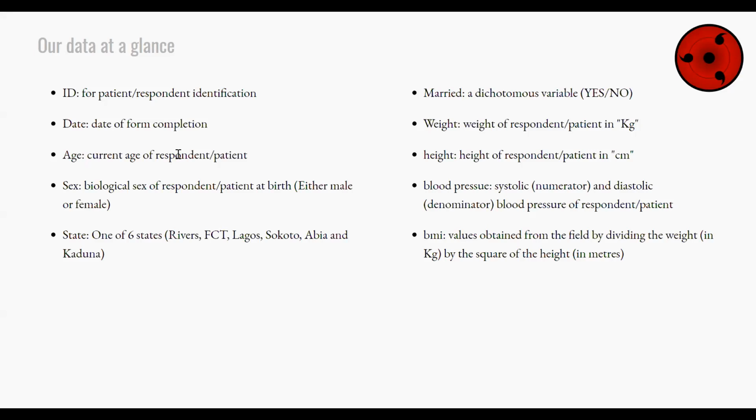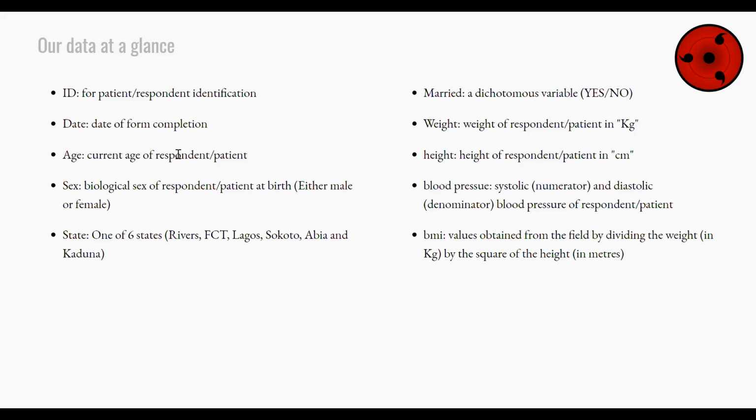The first column is the ID, and the second is the date. The third column tells us the current age in years of the respondent. The fourth column tells us the biological sex of the respondent. So imagine you're doing an analysis and somebody has provided this guidance for you that this is the data I've collected, I'll allow you to help me analyze. And it's telling us that, okay, I did 10,000 respondents, but they're in 6 states of Nigeria. And as mentioned, the states are Rivers State, FCT, Lagos, Sokoto, Abia, and Kaduna.